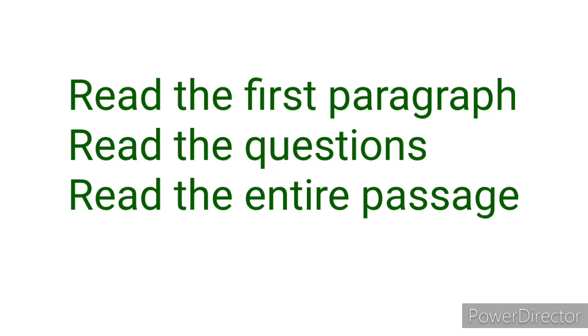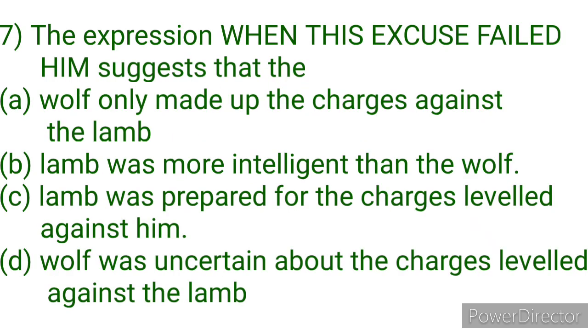Question 7. The expression "when this excuse failed him" suggests that the A. Wolf only made up the charges leveled against the lamb. B. Lamb was more intelligent than the wolf. C. Lamb was prepared for the charges leveled against him. And D. Wolf was uncertain of the charges leveled against the lamb. In answering this question, you must be careful to base your reasoning on the information contained in the passage.